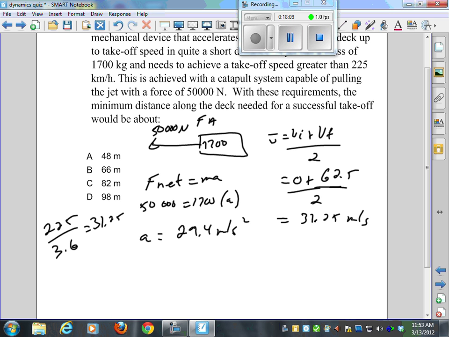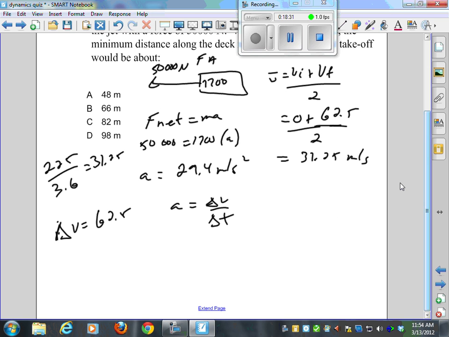How do I get my time? Not magic. What's my delta V equal to? If the initial is 0 and my final is 225, isn't that equal to 62.5? My delta V is equal to 62.5. Now I can go delta V over delta T. 29.4 is equal to 62.5 over my time. Here we go. Now I get my time. What's my time, Riley? 2.12.